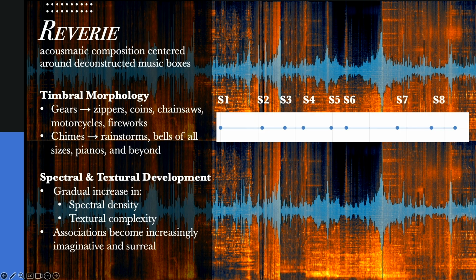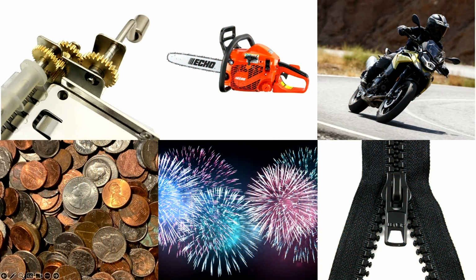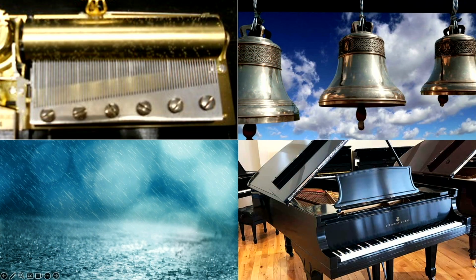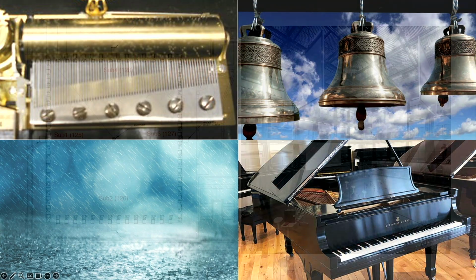In the work, the music box's sounds are pulled apart, exaggerated, expanded, and combined with other sounds whose timbres and textures are reminiscent of the original. And as the piece unfolds, the associations become more and more fantastical, and the timbres increase in spectral and textural density. So gears are transformed into zippers, coins, chainsaws, motorcycles, and fireworks, and the chimes morph into rainstorms, all sizes of bells, pianos, and more.